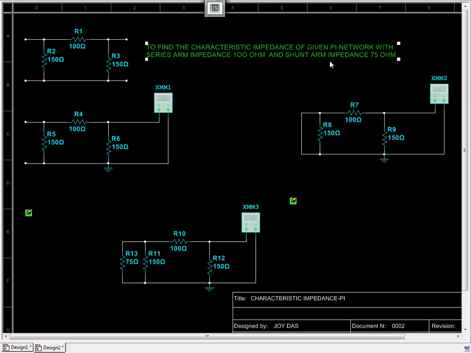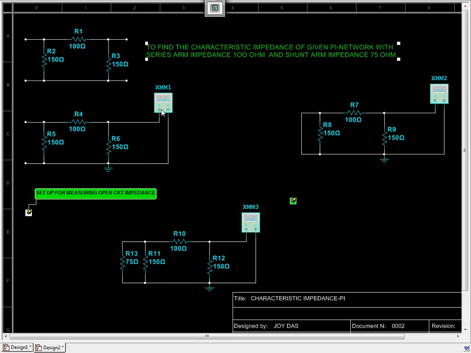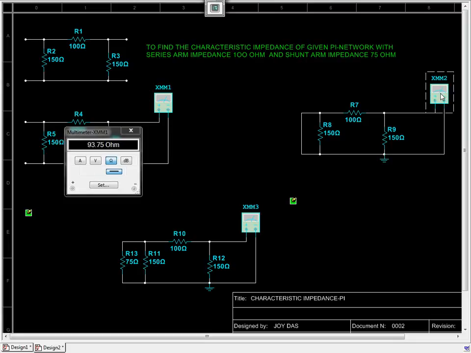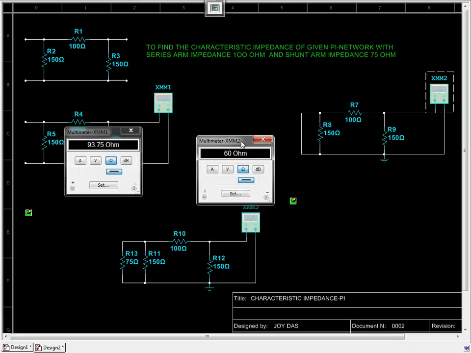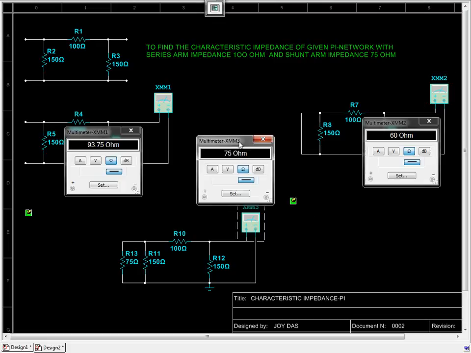Why is it 75 ohms? Because we write here 2Z parallel 2Z, so that the overall effect becomes Z, that is 150 parallel 150 becomes 75, so shunt arm impedance equals 75. And again we will measure the open circuit impedance from here, which is found to be 93.75 ohms. We will measure the short circuit impedance here, making port 1 shorted, which is found to be 60 ohms, and the characteristic impedance should be 75 ohms.